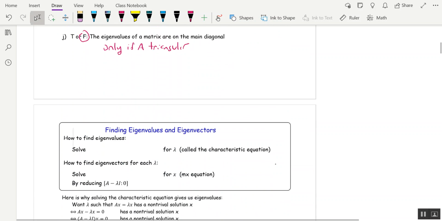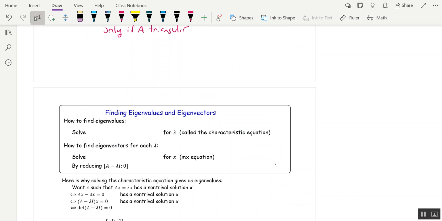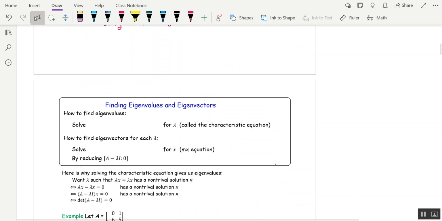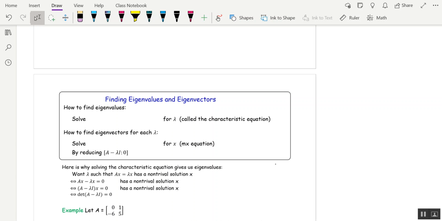Okay. So now let's make more concrete how to find an eigenvalue, how to find an eigenvector, and do an example. To find eigenvalues, solve the characteristic equation, and that's the determinant of A minus lambda I equals 0. That's a polynomial equation, and you'll get some lambdas. For each lambda, if you want to find an eigenvector, you're going to solve A minus lambda I times x equals 0 for x. That's a matrix equation, and you'll do that by reducing the augmented matrix.